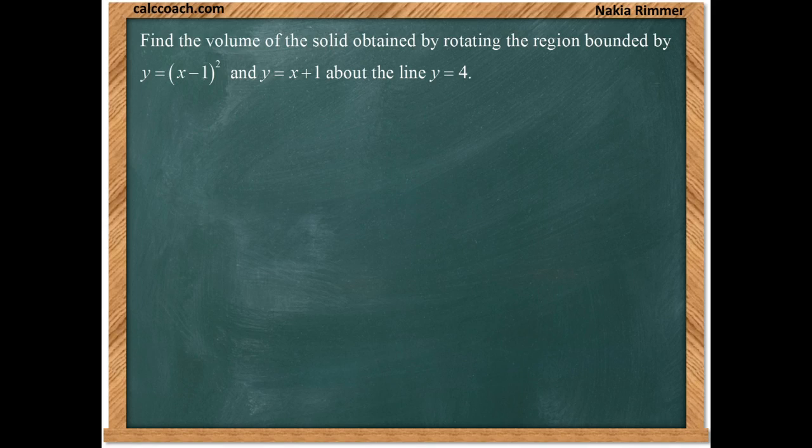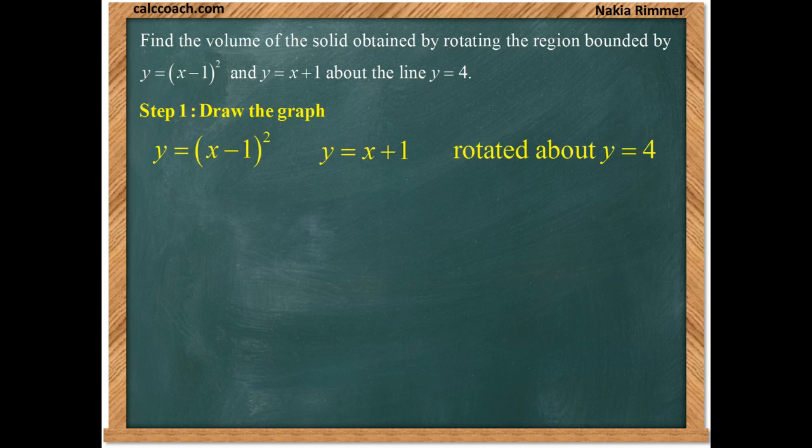First step in the process is to draw the graph. Let's take our two functions, y equals the quantity x minus 1 squared and y equals x plus 1. One of the first things you could do is find out where they intersect. This is rotated about the line y equals 4. We want to find out where they intersect.